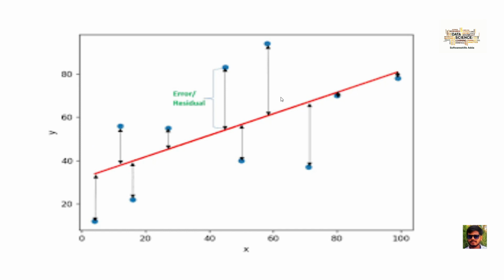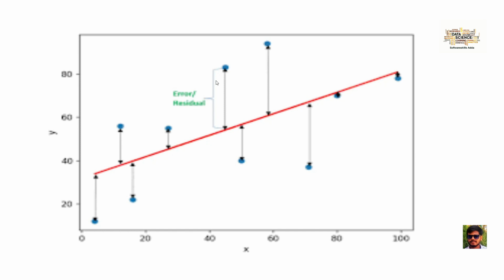Okay, here the predicted point will be like this. The difference between the blue color actual point and the predicted point is called the error, also called the residual. So the main aim is that we have to reduce the error, the difference between the actual point and the predicted point.